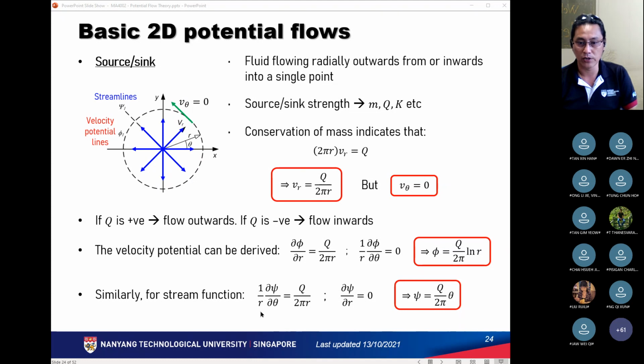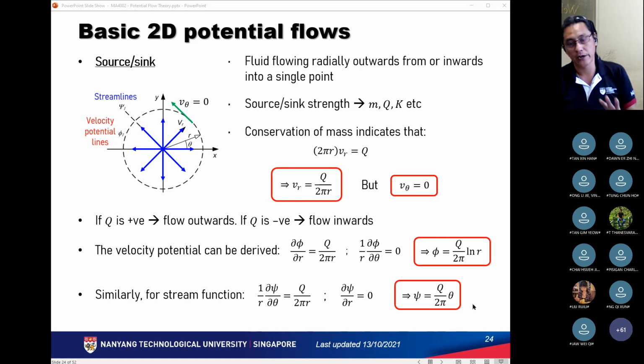So in this case, we're going to have 1 over r del psi by del theta equals q divided by 2 pi r, because we're relating this to vr, and del psi by del r equals 0 because we're relating this function to v theta. Again, do your partial integrations, do your observation, and you're going to get this stream function expression, psi equals q divided by 2 pi theta.